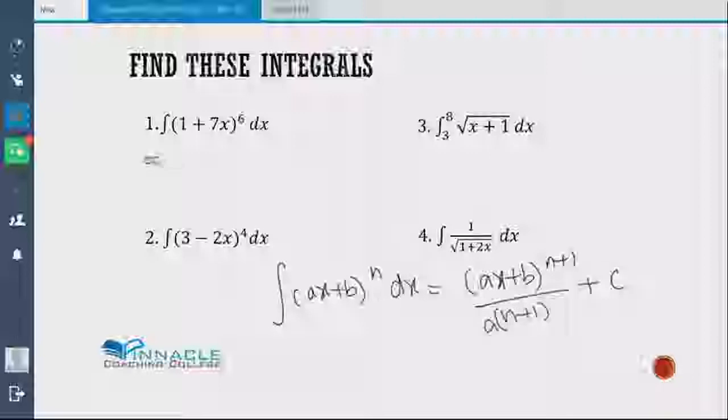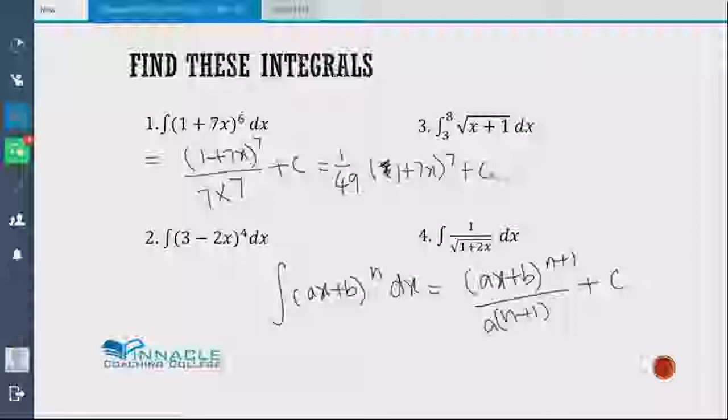So for example, the first one, very simple. You add 1 to the power, so it becomes 7, divided by the same thing, which is also a 7, times the coefficient of x, which is 7. Okay, so in other words, it's 1 on 49, times 1 plus 7x to the power 7 plus 6. Okay, so that's basically it. So go on and try the other questions, and I'll put up a poll shortly.